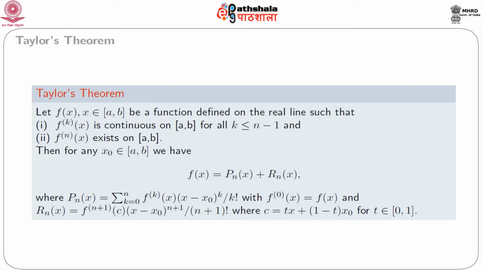Then for any x naught belonging to [a, b], we have the representation f(x) equal to P_n(x) plus R_n(x), where P_n(x) is defined as summation k from 0 to n, the kth derivative of f at x naught multiplied by (x minus x naught) to the power k, whole thing divided by k factorial, where the 0th derivative is defined as the original function f(x), and R_n(x) is defined as the (n plus 1)th order derivative of f evaluated at c multiplied by (x minus x naught) to the power n plus 1, whole thing divided by (n plus 1) factorial, where c is some point between x and x naught and is represented as a convex combination of x and x naught, which is t x plus (1 minus t) x naught for t belonging to closed interval [0, 1].